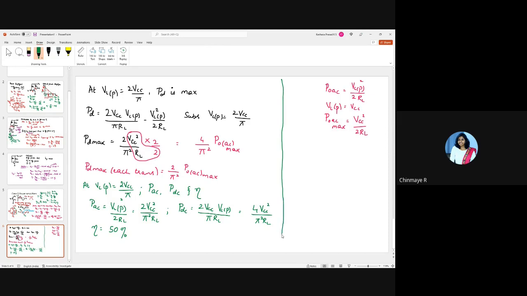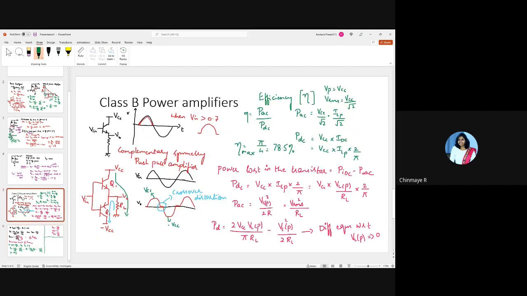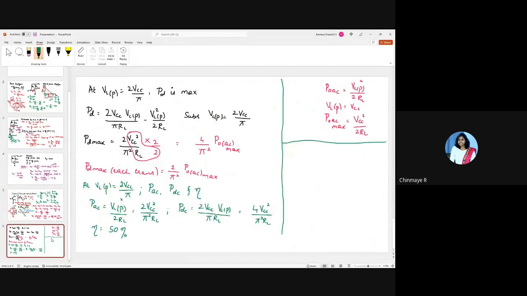and minus VCC. I mean, when VCC is equal to 16 volts, this is a dual supply, no? So therefore, one supply will be plus 16 and the other supply will be minus 16 because this is a dual supply amplifier. As you can see here, you have two supply voltages. One is plus VCC and the other one is minus VCC.